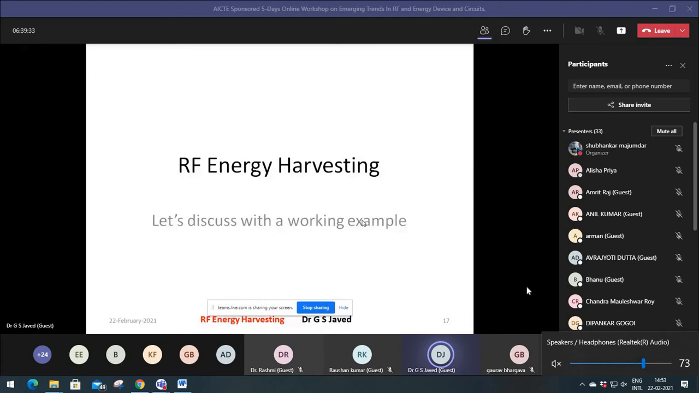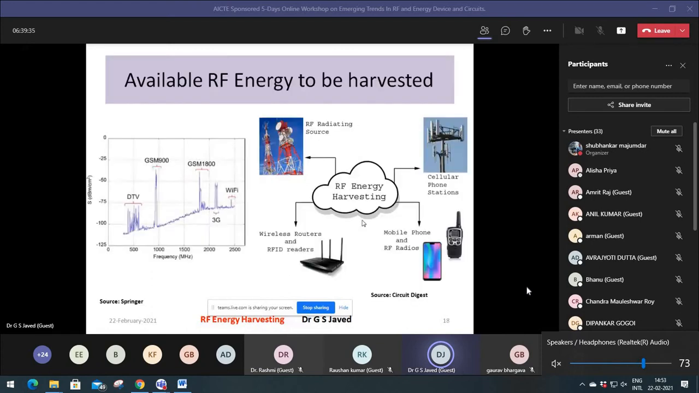Now let us discuss RF energy harvesting. For RF energy to be harvested, you should know what is the energy that is available right now. If you look at the power spectra of the Indian microwave power spectrum or the global power spectrum, you would find 4 to 5 main buckets of RF energy available.